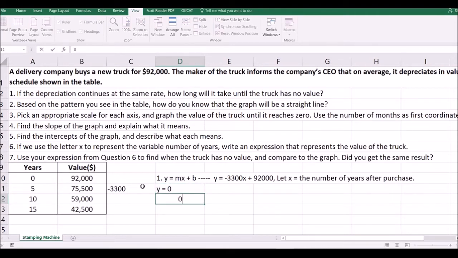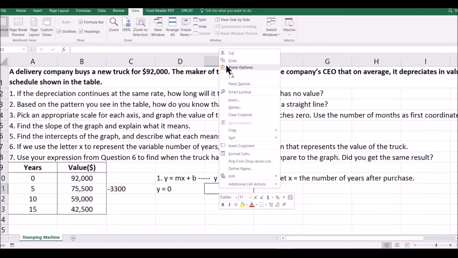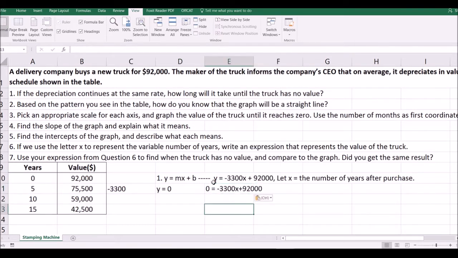It's going to be 0 equals negative 3,300 x plus 92,000. So that's what we want to do here. That's going to be our goal, to figure out that equation. And let's just put it over here. All right. So that's what we want. We want when y equals 0, and so we have to solve that equation.